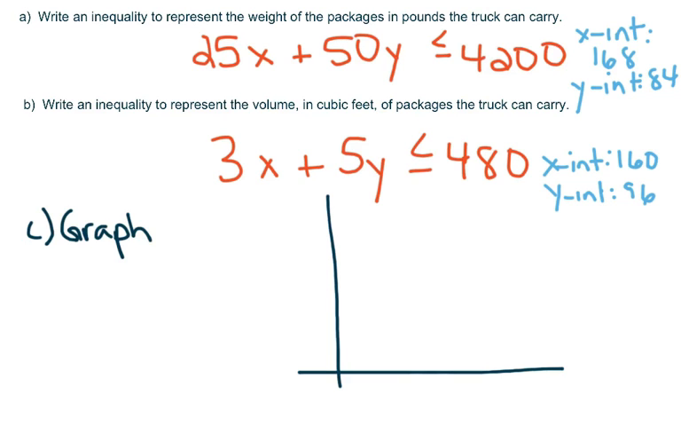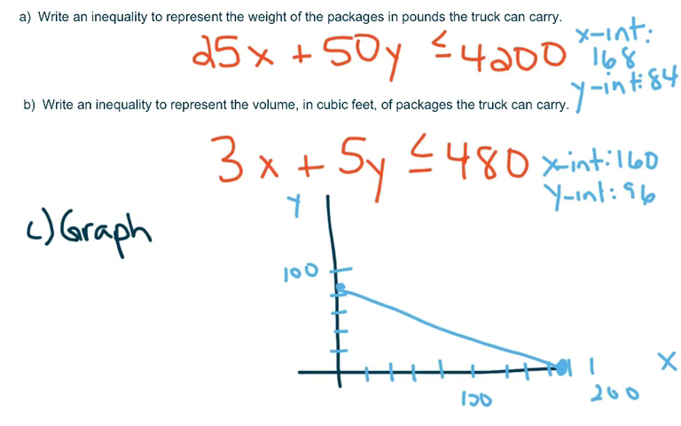So I can do 20, 40, 60, 80. So we'll call each tick mark 20. 20, 40, 60, 80, and that's probably all I need to go on the y-axis. The first inequality has an x-intercept at about 168, so 100, 120, 140, 168, maybe it's around there. And the y-intercept is 84, so 20, 40, 60, 84 is probably, I don't know, there.